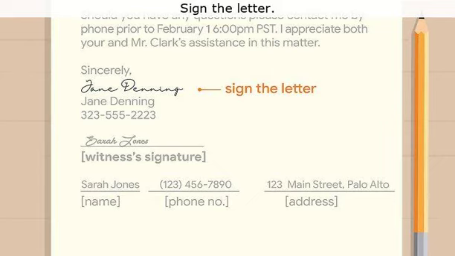Step 3. Sign the letter. Print out the letter and sign it with blue or black ink. You may choose to include a date line next to your signature. If so, write the date that you sign the document. Have your witness sign and date the letter as well, or ask the notary public to notarize the letter.